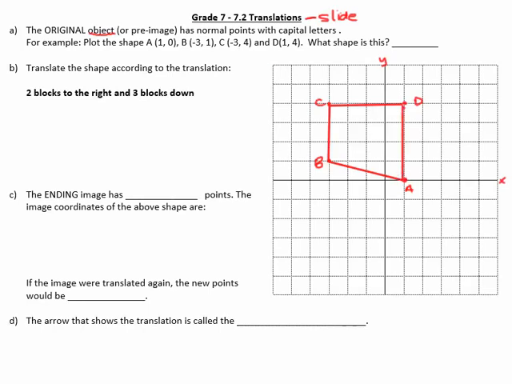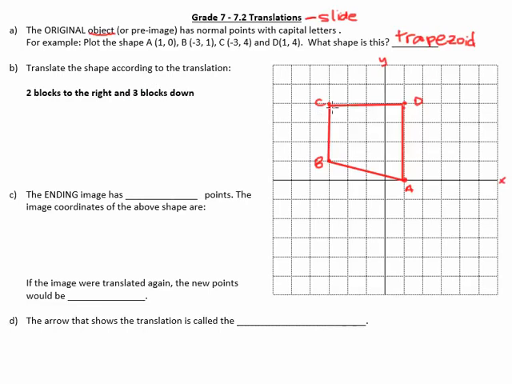Great. And so now we have a shape, and we can look at this and we see that it has one set of parallel sides, but that's all it has. So we call this a trapezoid. Okay, so let's translate the shape according to the translation 2 blocks to the right and 3 blocks down.